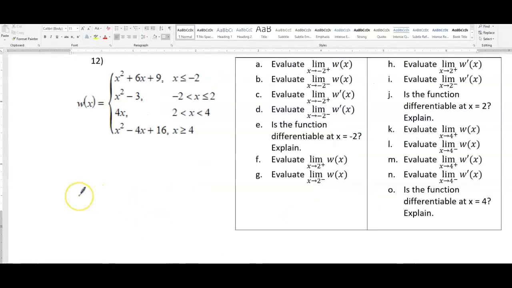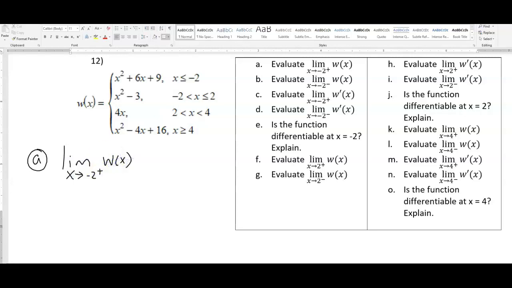So let's go ahead and take a look at number 12 here. Give you a big old piecewise function here. And I'm asking you guys a lot of different questions about it. So let's go ahead and jump in and take a look at what shakes loose. So for part A here, it's asking me to find the limit as x approaches -2 from the right of the function w of x.